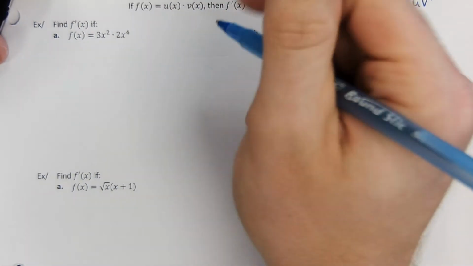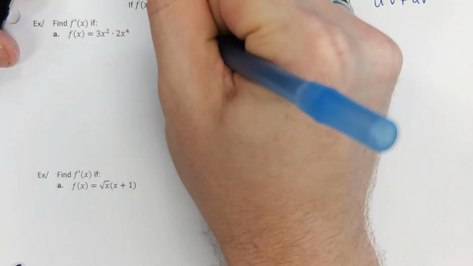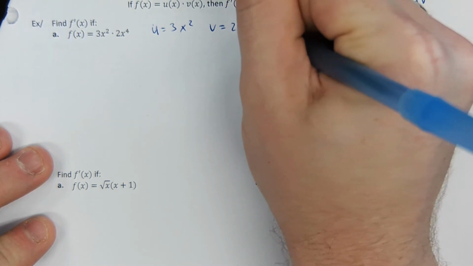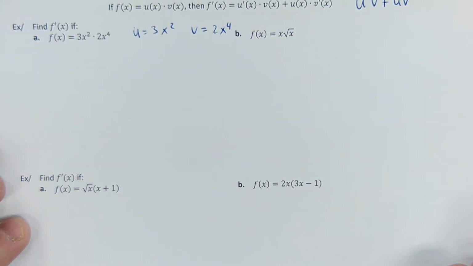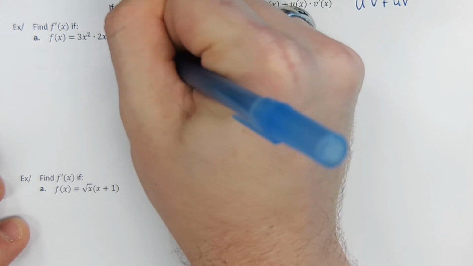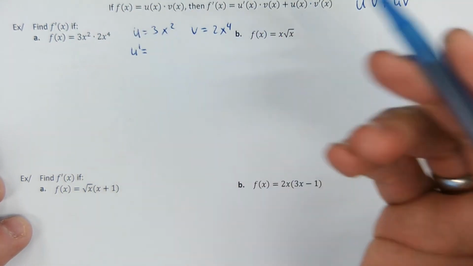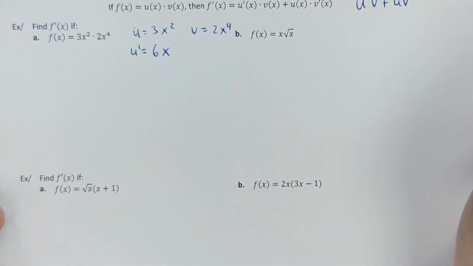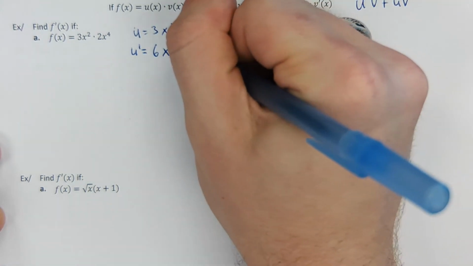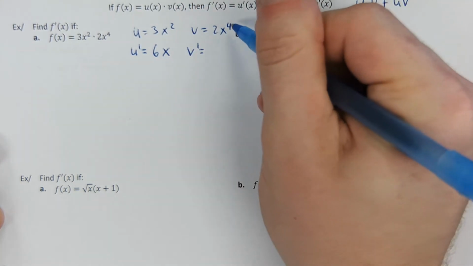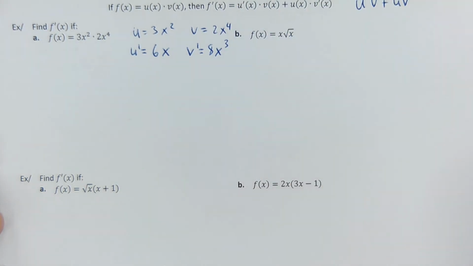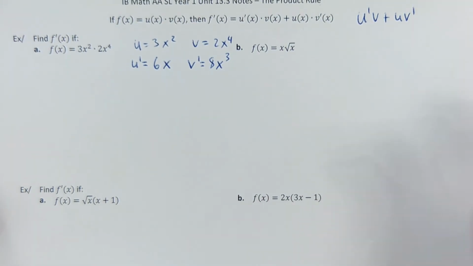So we are identifying u as 3x squared and v as 2x to the 4th. Then we find u prime. Very simple. Drop the 2 down, multiply it to the 3, and decrease the exponent by 1. So u prime is just 6x. V prime, also very simple. Bring the 4 down to the 2, multiply, 8, decrease the exponent by 1, x to the 3rd. And then we fill out u prime v plus uv prime.